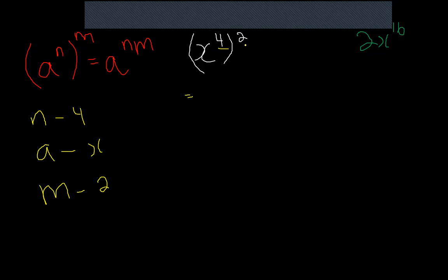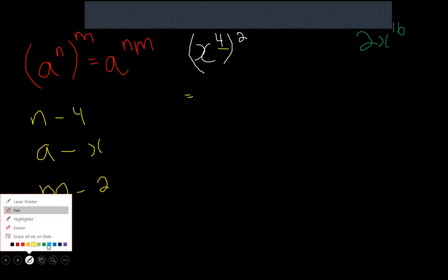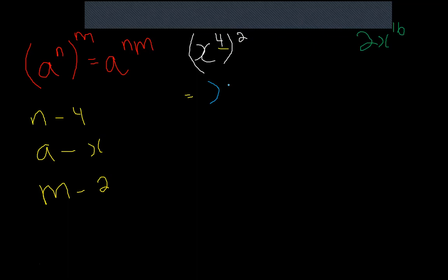If you're not seeing it, please let me know. If you don't understand how I identified n, a, and m, let me know, right? I could just eyeball the question and eyeball the law and be able to tell you what's a, n, and what's m. So if you don't understand how I got those, please let me know. Right. So according to the law, x to the power of 4, and then this whole thing squared, is supposed to give me, let me use blue, x. You put back your base.